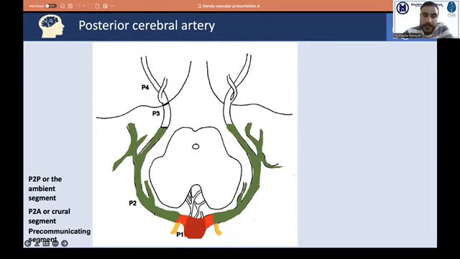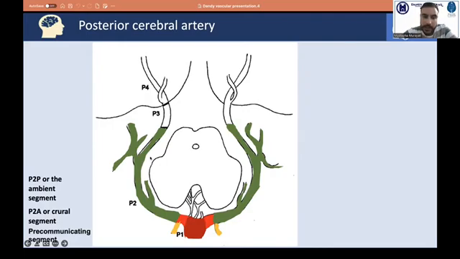Okay, the P2 segment also has 2 segments within it in relation to the anatomical relation to the cisterns around the midbrain. You can see here is the midbrain. This is the crus cerebri, the right side, and this is the left side. Here around it, we have cisterns that are filled with the CSF. The first one is called the crural cistern. So the P2, which passes in the crural cistern, is called the P2A, or the crural segment.